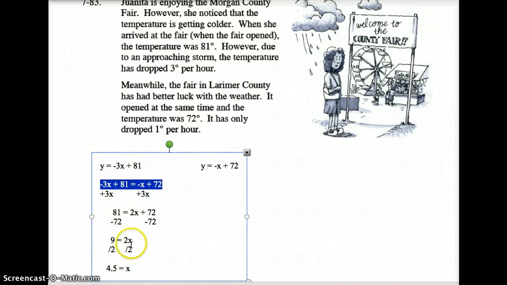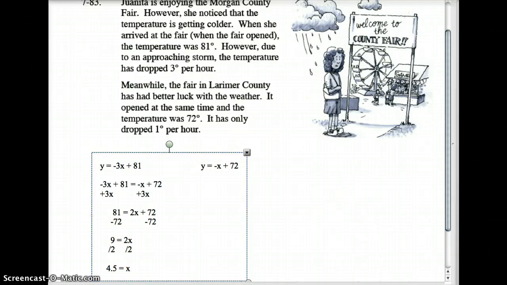We got 9 equals 2x. X is being multiplied by 2. The opposite or the inverse of that is to divide by 2. The 2's over on the right side cancel, leaving me with an x, and the 9 divided by 2 on the left side leaves me with 4.5. Hopefully that makes good sense to you. Moving on.